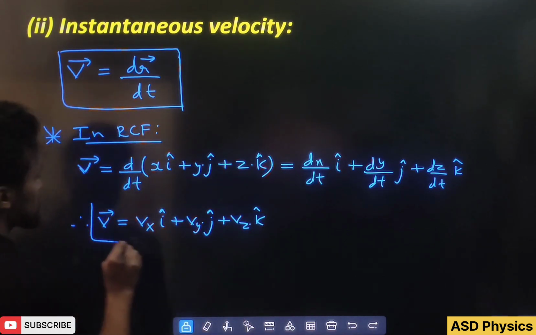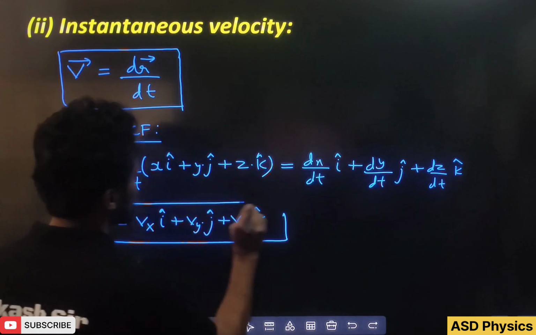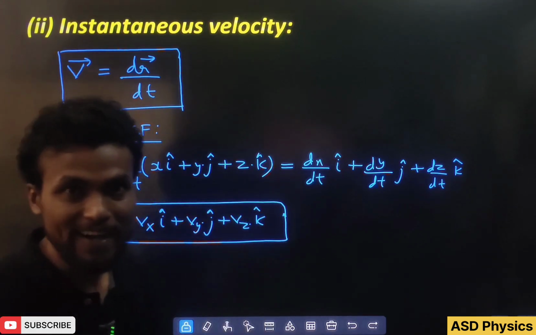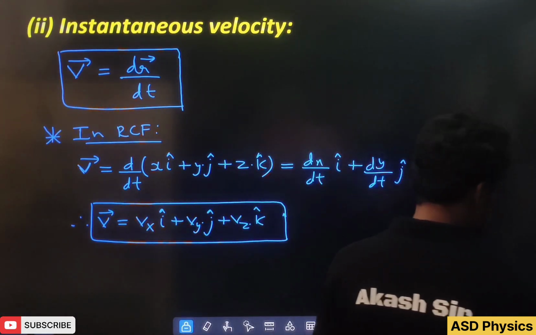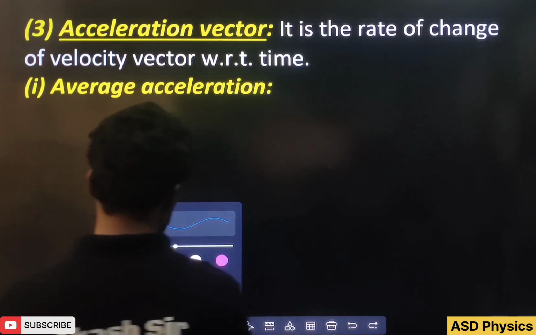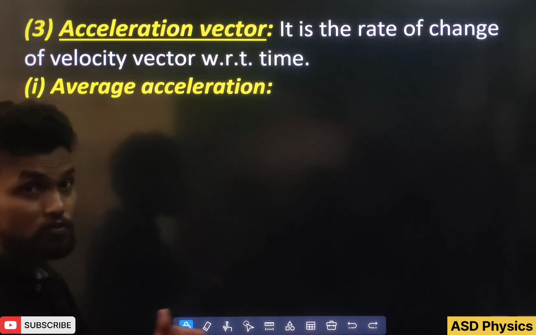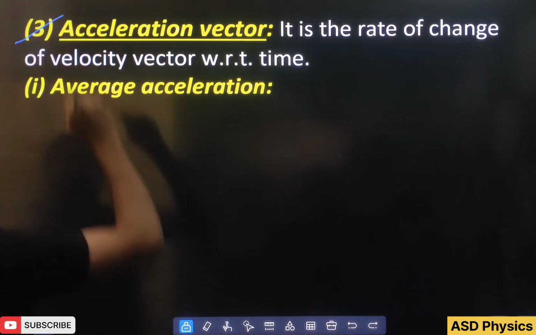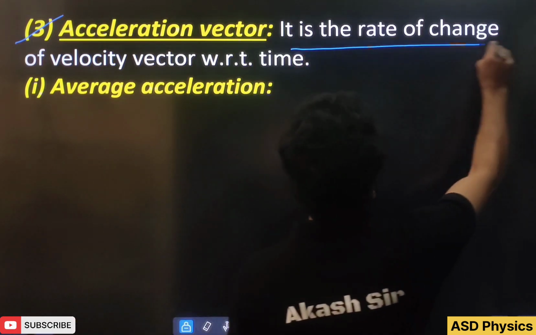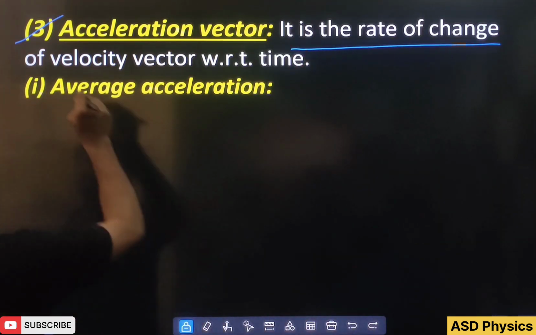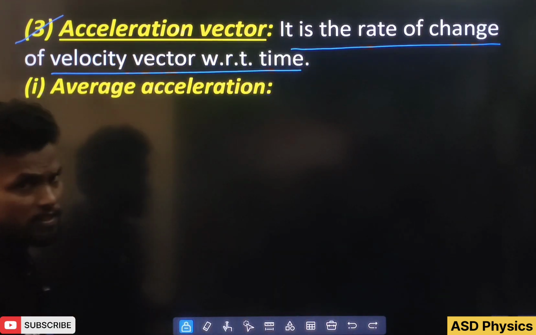And what is this Vx, Vy, Vz? This is the instantaneous velocity along x direction, y direction and z direction. Okay, great. Now students, similarly we can see here the acceleration vector also. What is the acceleration vector? It is the rate of change of velocity vector with respect to time.